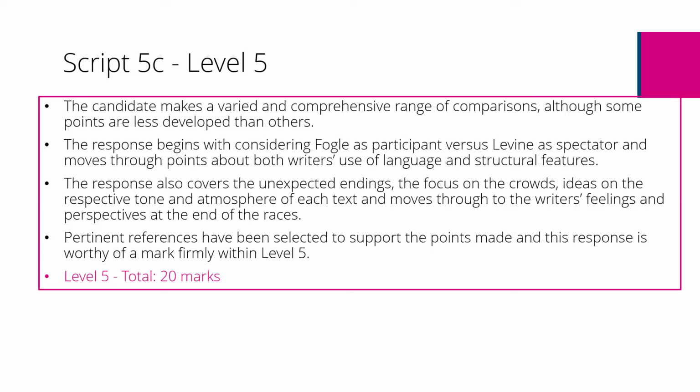It begins with considering Fogel as a participant and Levine as a spectator. Students are quite good at that point, aren't they? It talks about the language and structure features that the writers employ, compares those, covers the unexpected endings, the focus on the crowds, talks about tone, which is often a discriminator, moves through the writer's feelings and perspectives, and there are pertinent references, well supported. So level 5 on a mark of 20 there for script 5C.